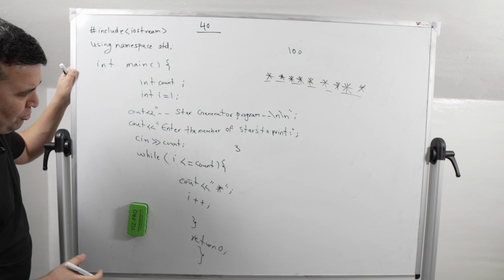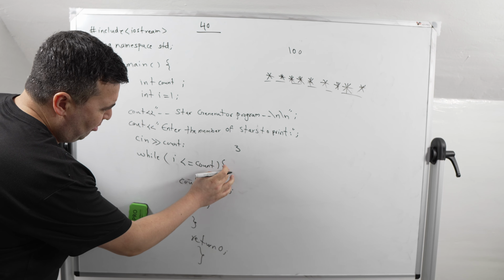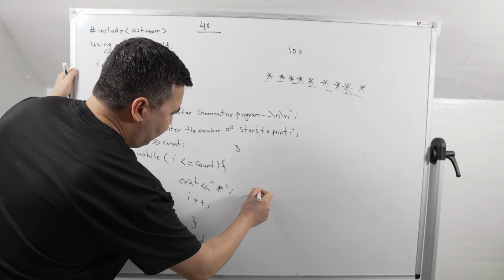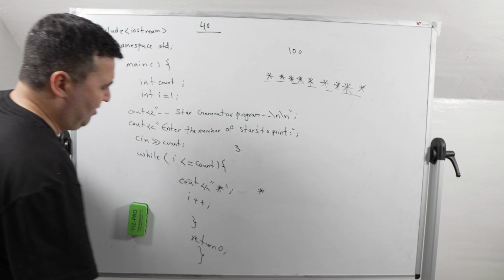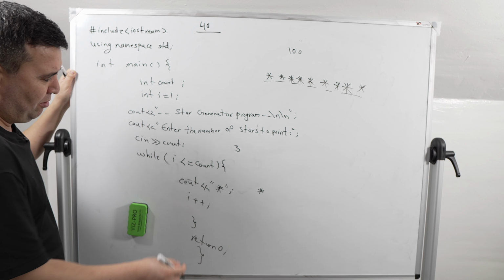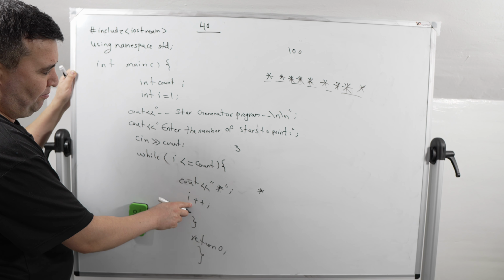When the condition becomes true, the body of the loop, or the block of the loop, will be executed. So here we print out the star. So this is the output, star. And then here I becomes I plus 1, it means I is equal to I plus 1. So I becomes 2.